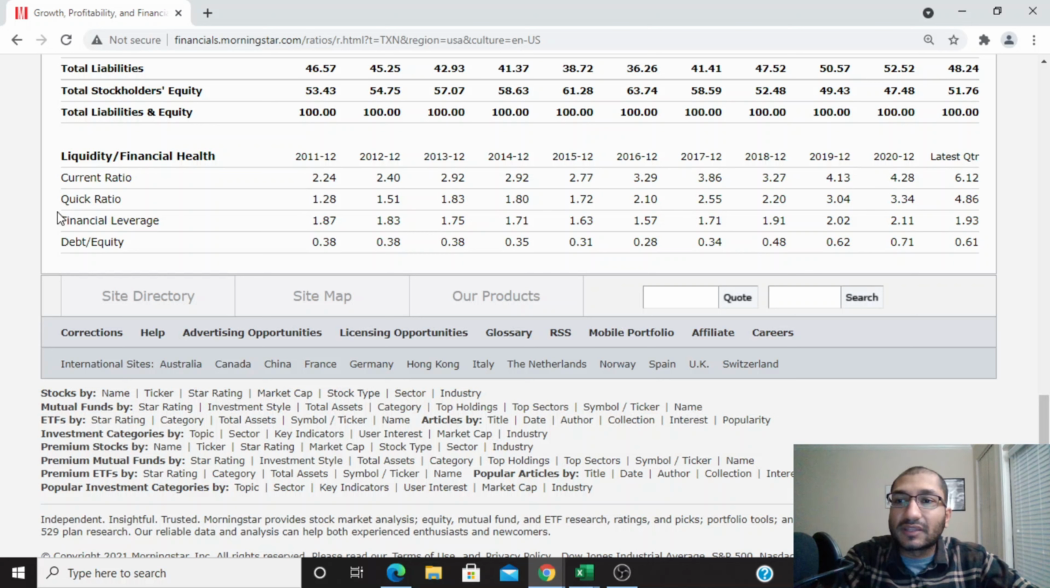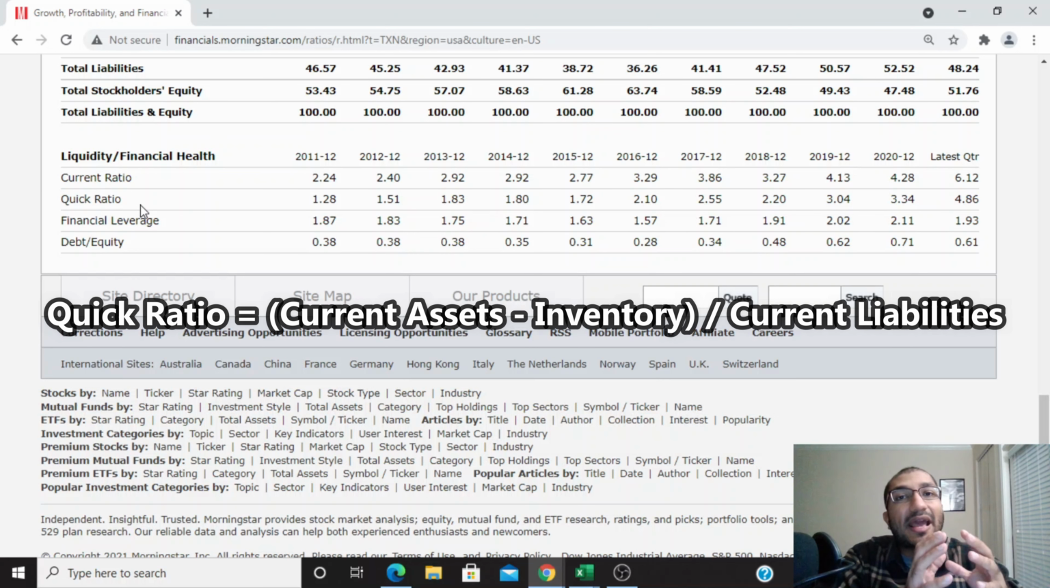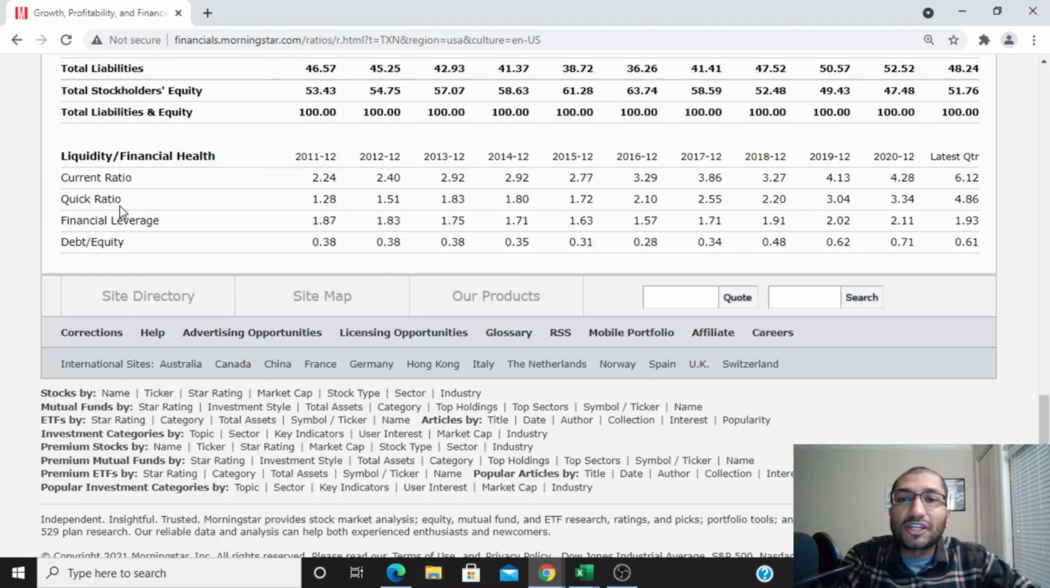Next, looking at the quick ratio. The quick ratio is similar to the current ratio except we disregard the inventory component. In other words, quick ratio is equal to current assets minus inventory divided by current liabilities. Ideally, we want to see the company's quick ratio to be greater than 1.0, as that tells us that the company does not have to rely on selling its inventory in order to fulfill its current liabilities. Back in 2011, the company's quick ratio was about 1.28, and for the latest quarter, it's at 4.86. Both the current and quick ratio show that TI has more than enough oxygen in its system to survive for another 12 months.